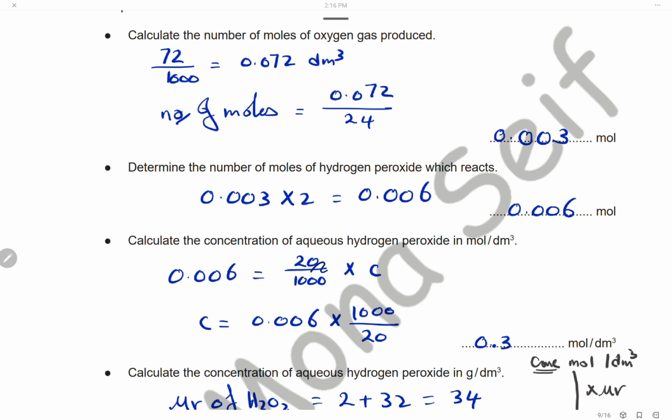Then, to get the concentration of aqueous hydrogen peroxide in mole per decimeter cube, the formula that we have is the number of moles equals the volume times the concentration. The volume is 20 centimeter cube, so first we will convert it into decimeter cube by dividing by 1,000. Then we will get the concentration: 0.006 divided by the volume. We will flip the fraction to get the concentration, which is 0.3 mole per decimeter cube.